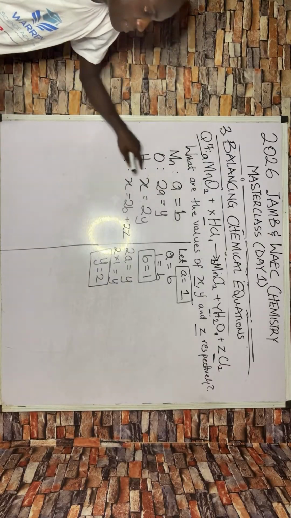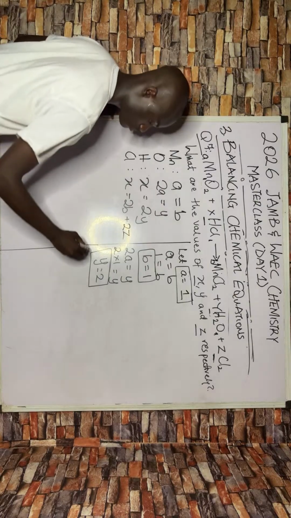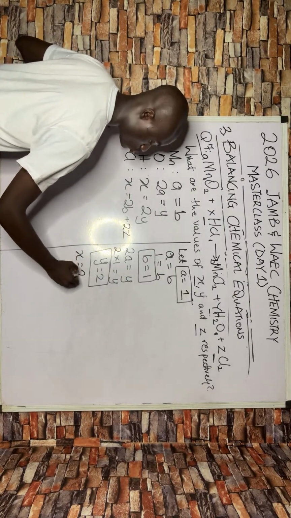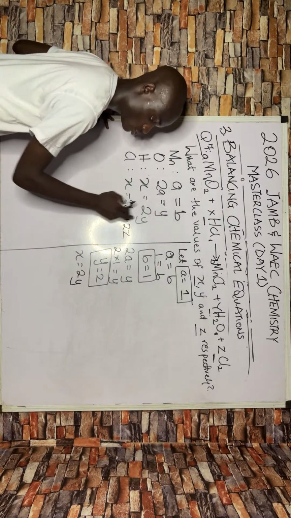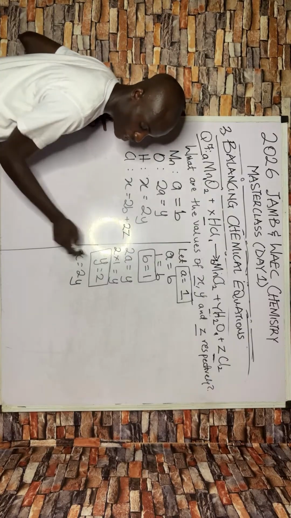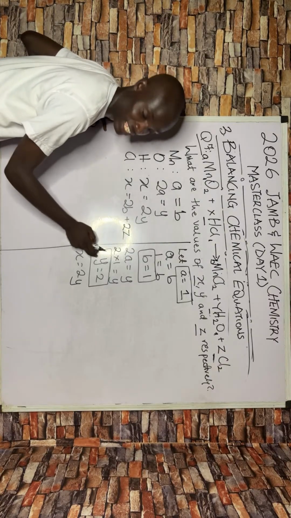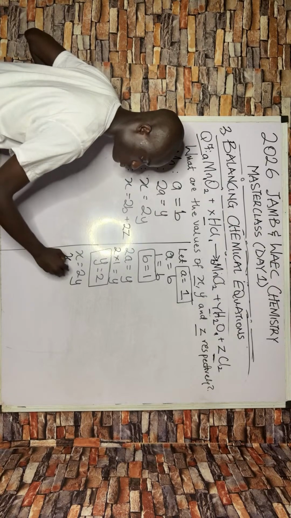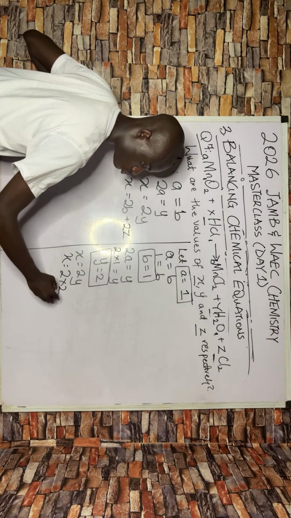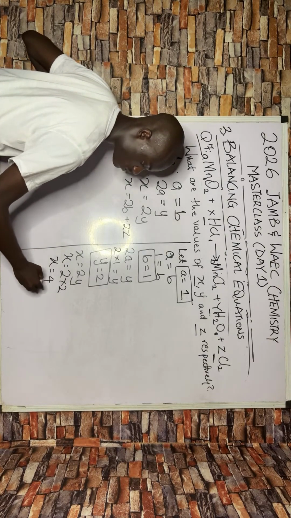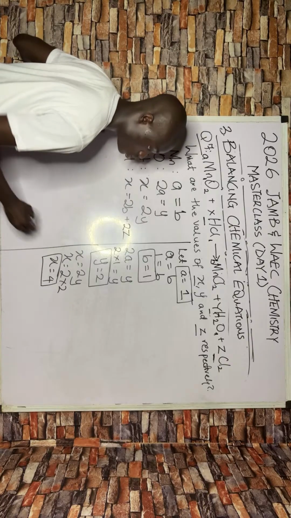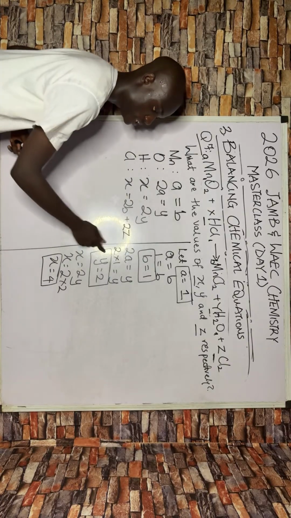Then this is the next part. The next part says X is equal to 2Y. Now, we don't know X, but we know Y. So this is going to be X is equal to 2 times 2. And 2 times 2 is what? 4. So therefore, X is equal to 4. So we have A, B, Y, and X.